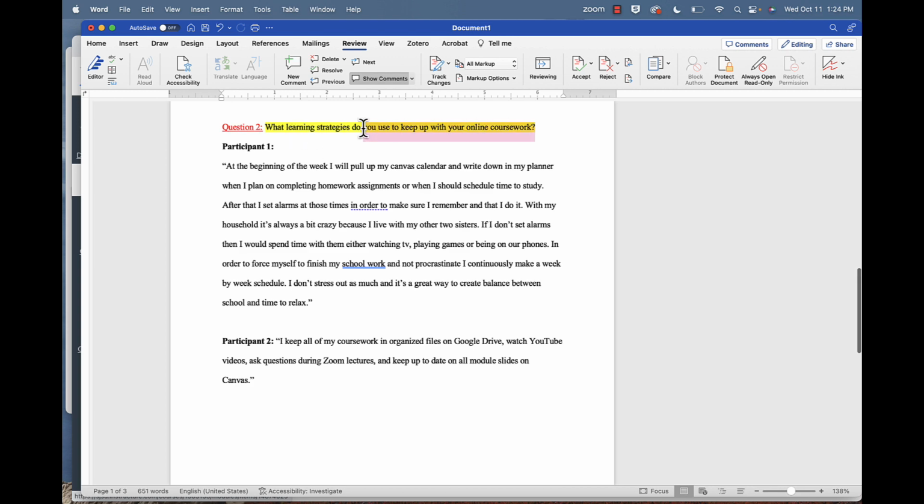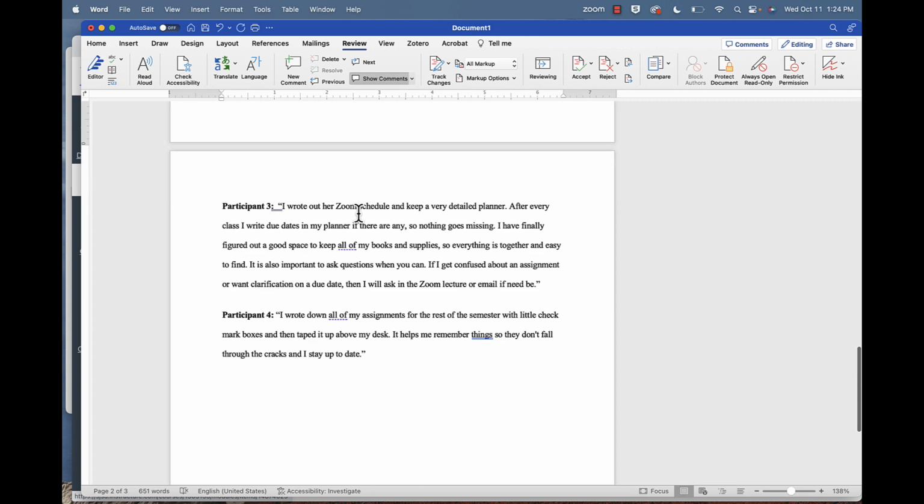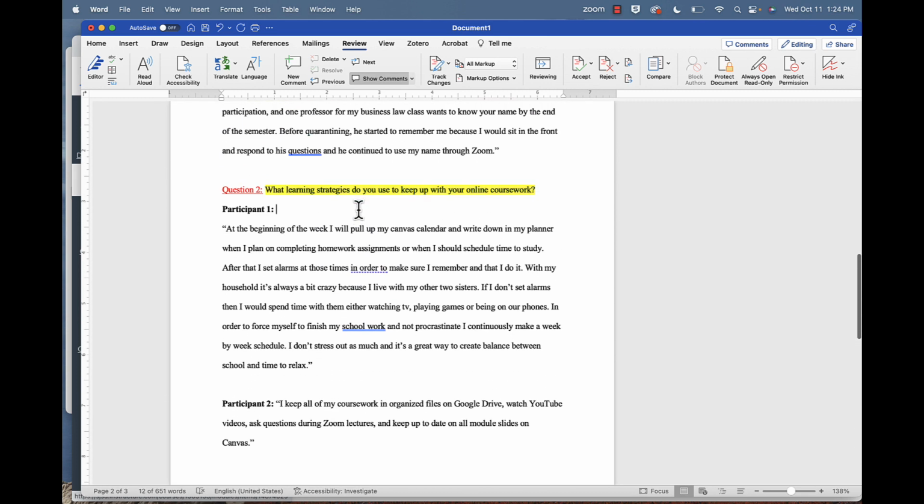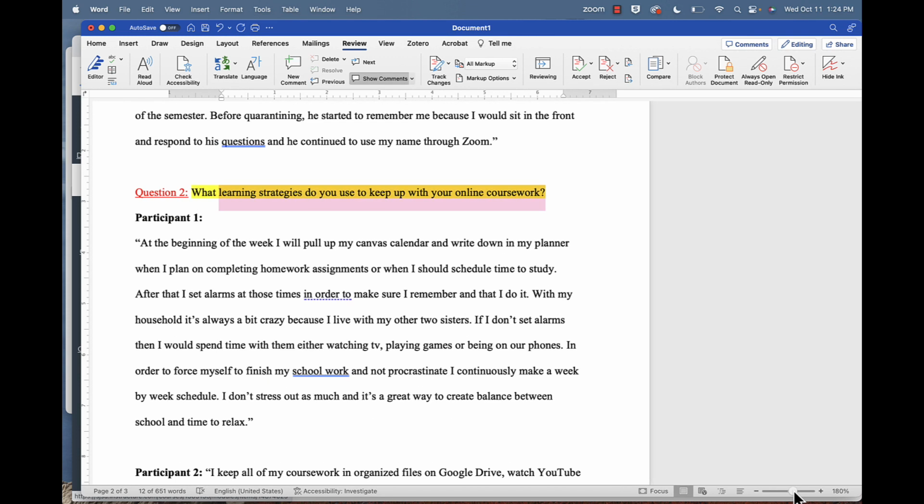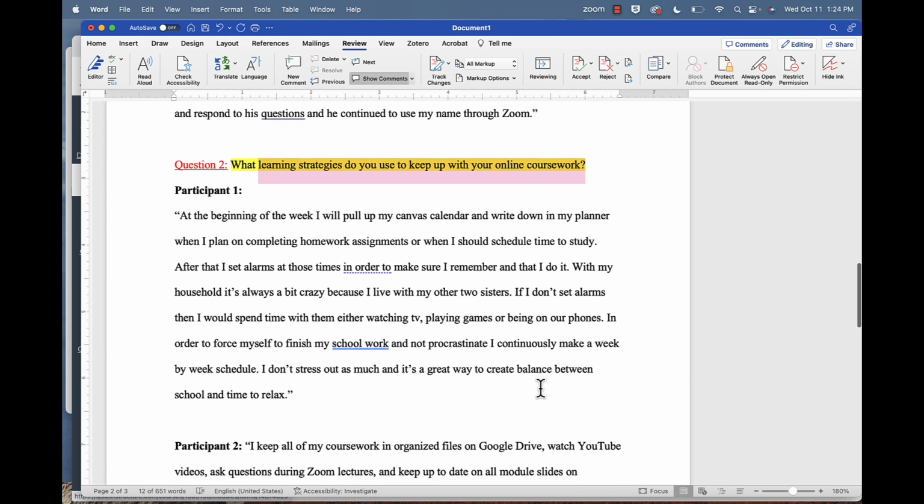This is my second question. Again, I have answers from my 4 participants. This question asks, what learning strategies did students use to keep up with their online coursework? Remember, these were difficult times for a number of students. Hence, as I begin to read and do some deep reading, I will go ahead and color code the answers or the patterns or the categories that come up.